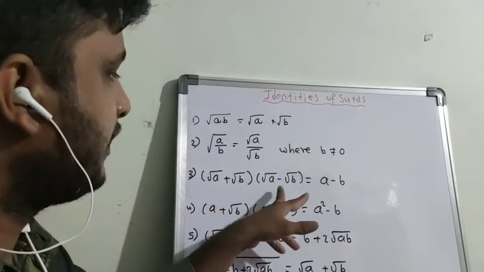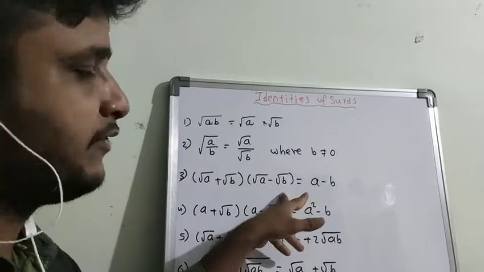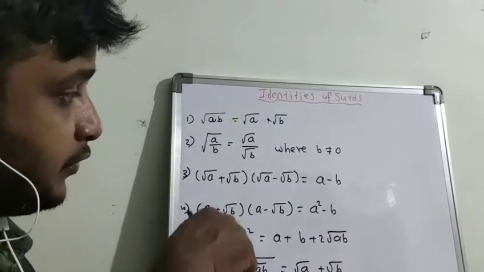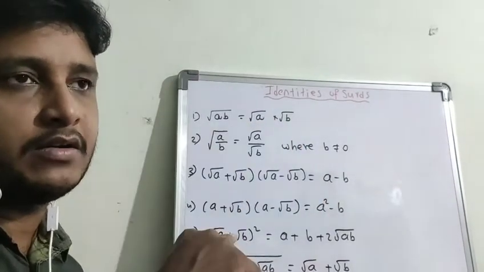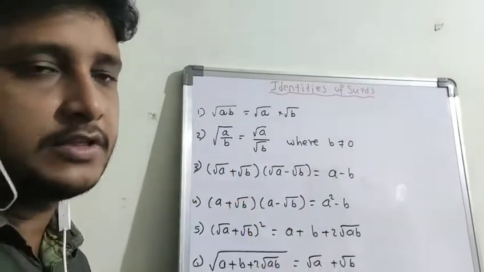Next one, root A plus root B into root A minus root B. Here is the A plus B into A minus B formula: A square minus B square, and the root A square minus root B square, the square and root get cancelled. Why? Because the power and order are the same, so they both get cancelled.